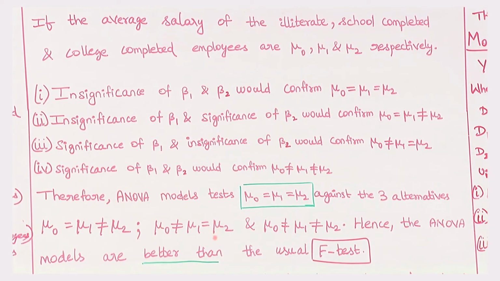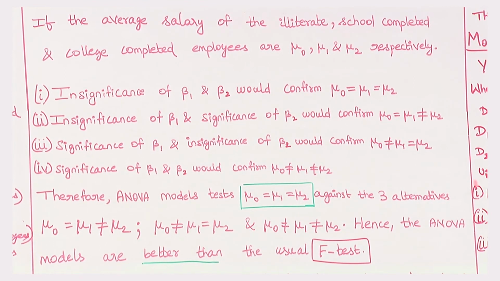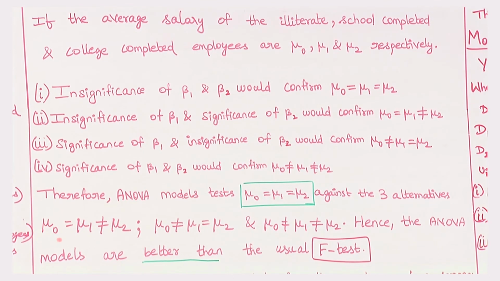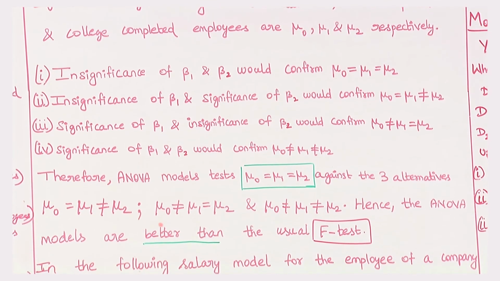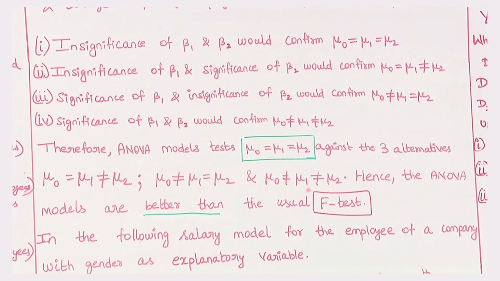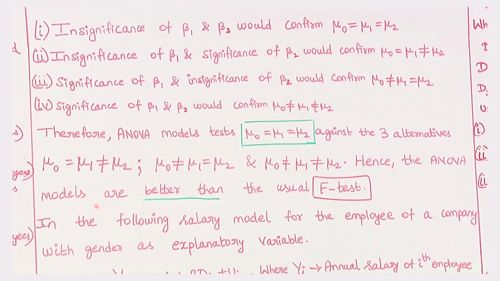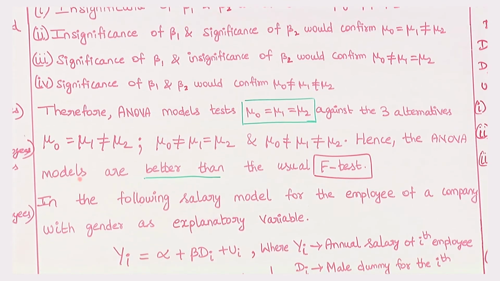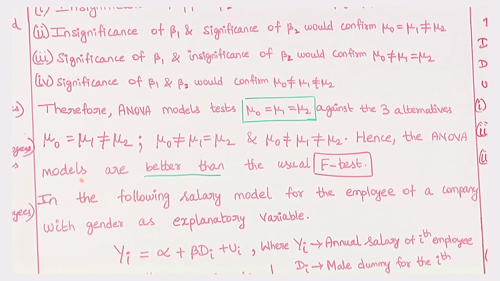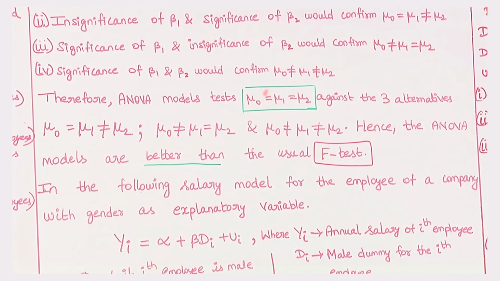So, therefore, the ANOVA model tests mu 0 equal to mu 1 equal to mu 2 against the three alternatives: mu 0 equal to mu 1 not equal to mu 2, mu 0 not equal to mu 1 but equal to mu 2, mu 0 not equal to mu 1 not equal to mu 2. And this type of distinguishing between four different alternatives is definitely better than the F test, because the F test only tests mu 0 equal to mu 1 equal to mu 2 against not equal.